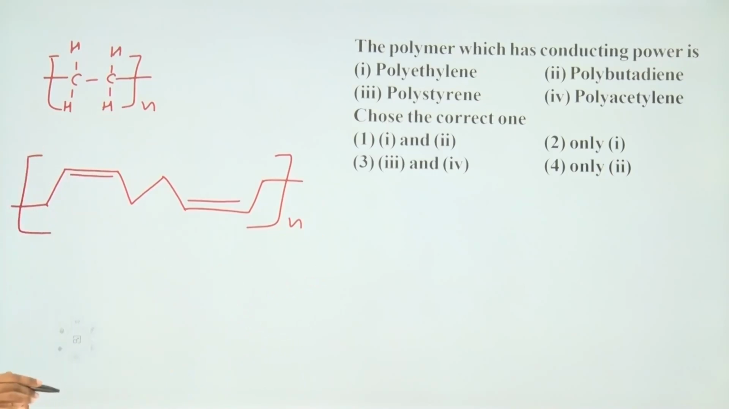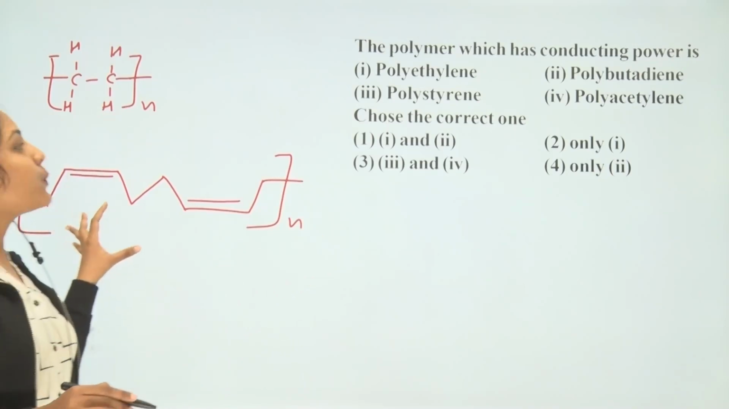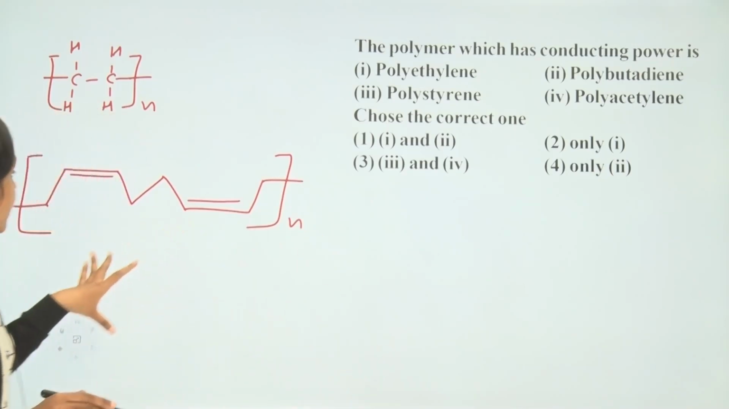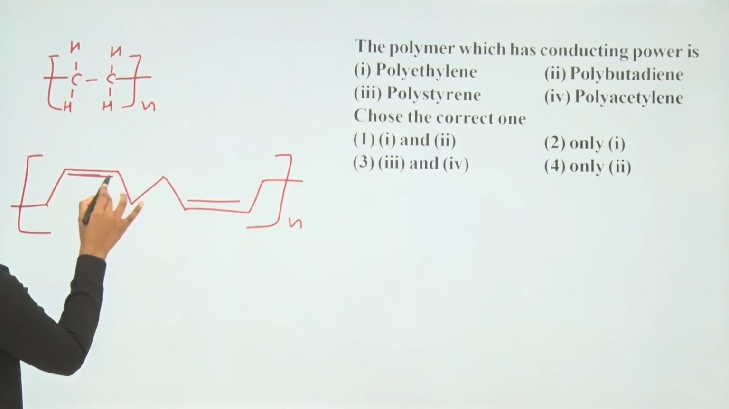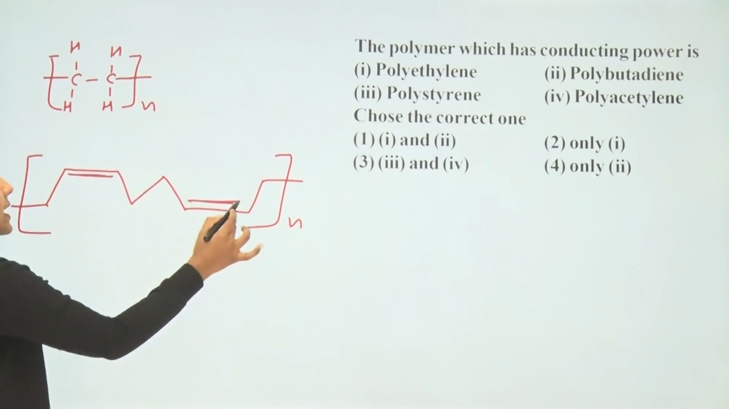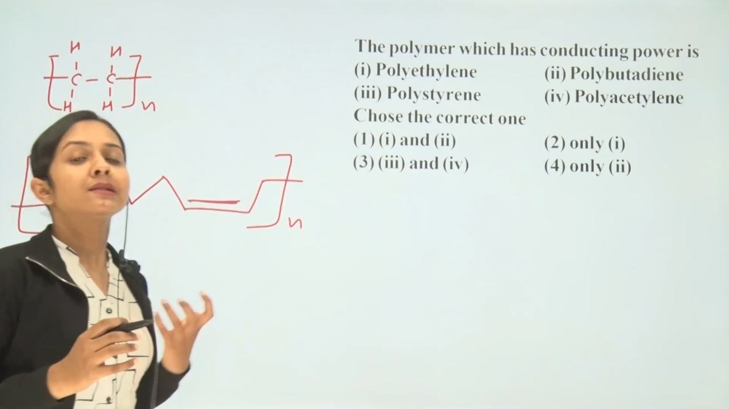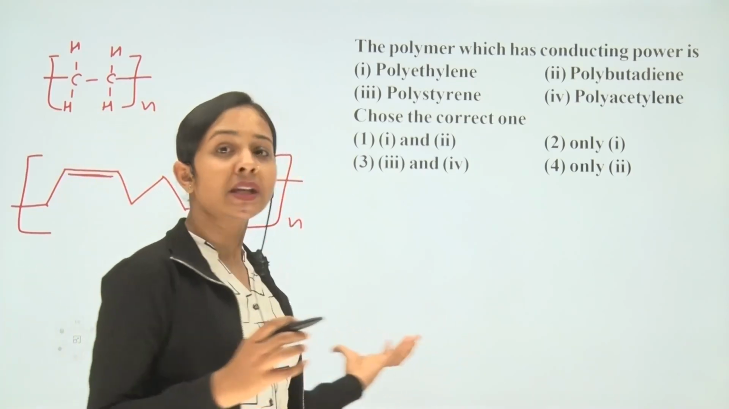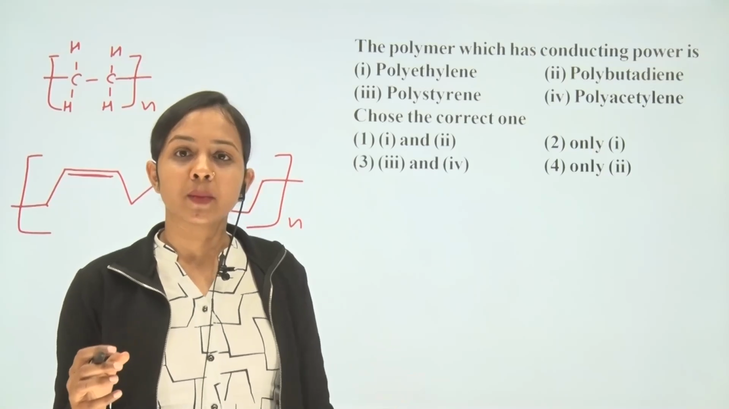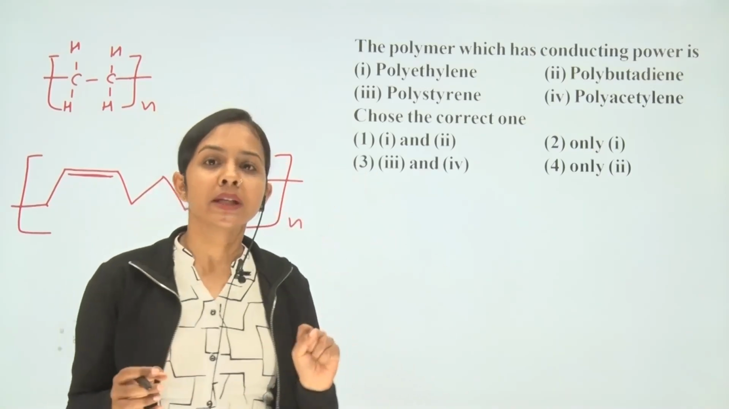Here you can see this is the polymer of polybutadiene, and you can see in the polybutadiene conjugated system is not present, right? This pi bond is not in conjugation with this pi bond, right? So here conjugated system is not present, so it cannot show their conducting nature, right? Because it is not having any conducting nature, because conjugated system is not present. Next is polystyrene.